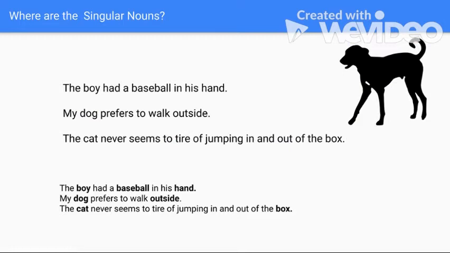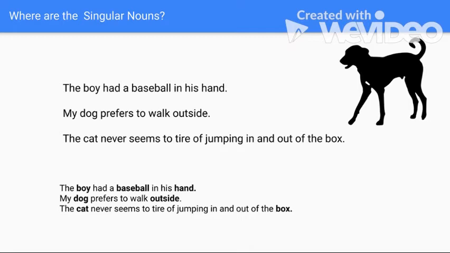Now let's go over some examples. In the following sentences, where are the singular nouns? The boy had a baseball in his hand. My dog prefers to walk outside. The cat never seems to tire of jumping in and out of the box.